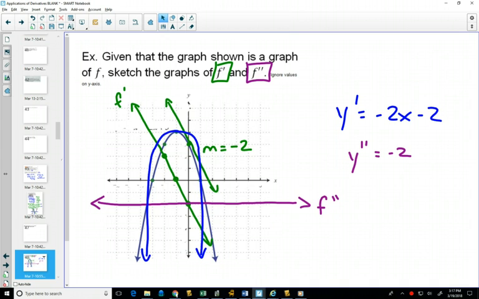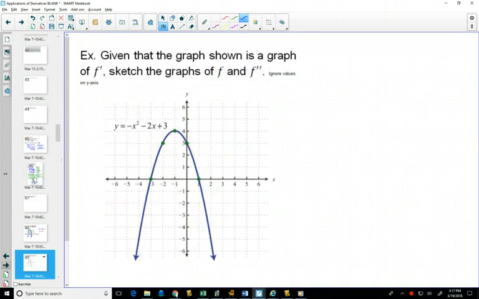So here's our next one. Again, I'm going to take away the numbers. It is the same equation, but I changed the question. So now the question's been changed because now this is the graph of the derivative, and we need to graph the original function and the derivative.